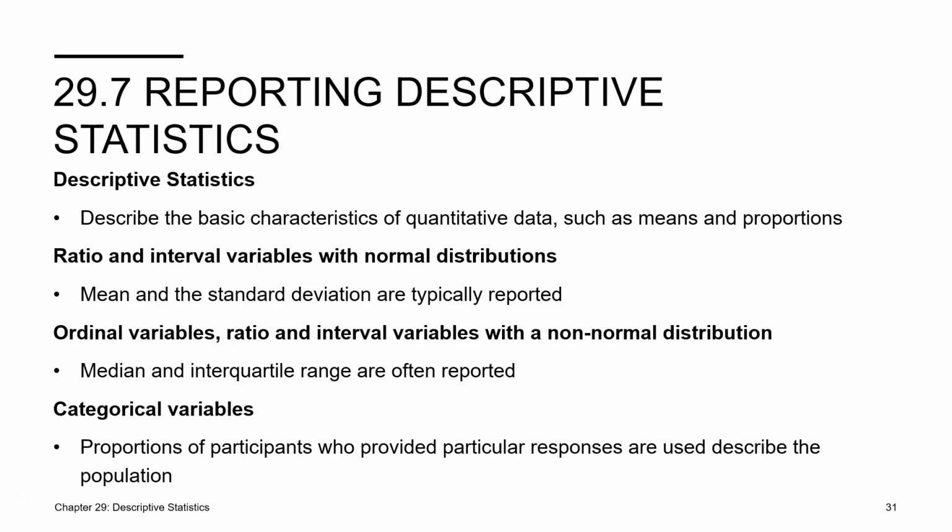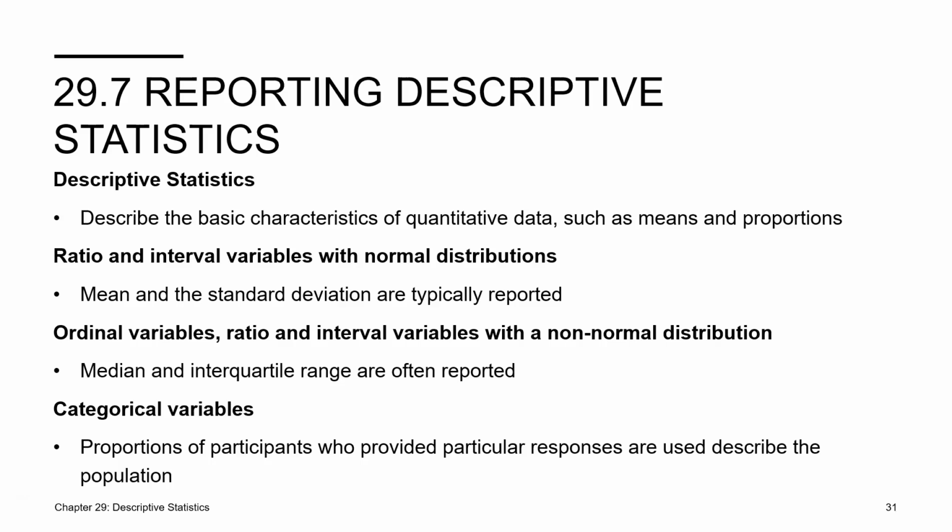So section 29.7 goes over reporting descriptive statistics. This chapter has reported on descriptive statistics. The whole focus of the chapter has been on descriptive statistics. These are the basic characteristics of quantitative data, such as means and proportions. So if you have ratio and interval variables with a normal distribution, you're going to be reporting the mean and the standard deviation. So if you're writing up a research project, that is what you will include.